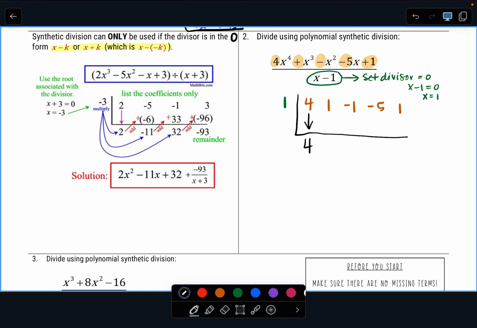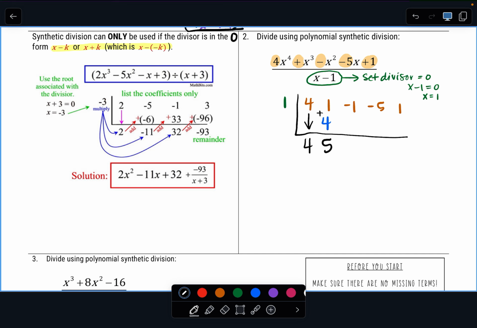So what I'm going to do, following along with what I have in number 1, is multiply 1 times 4, and write it underneath the next number. So 1 times 4 is what? 4. So I'm going to write the number 4 underneath this number. Okay, stay with me. I just said we are going to do addition instead of subtraction. So I'm going to add these two numbers together. What's 1 plus 4? 5. So I'm going to have 5.